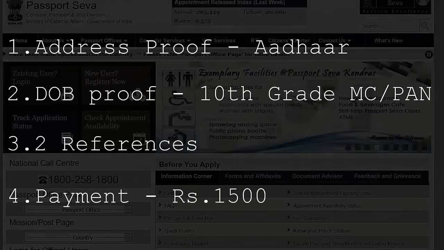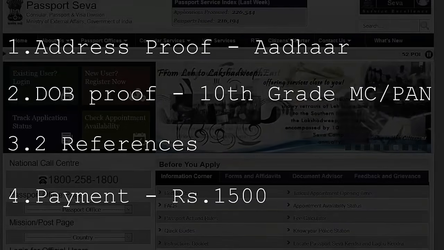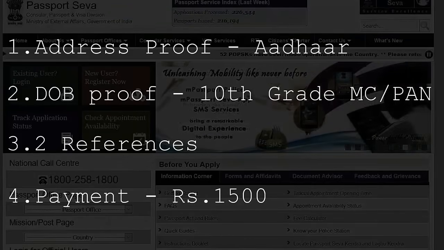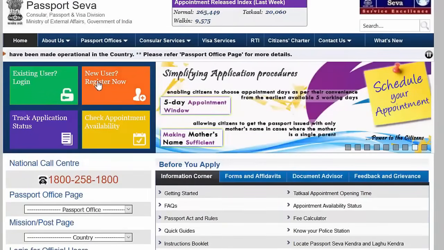And the fourth thing is payment option. For Passport Seva, you need to pay around 1,500 rupees, and for that you can go with DD, cheque, or even a card, online payment, net banking. I prefer debit card or credit card or even net banking, but do not go with DD and all. So keep all these things ready, and voila, you're ready to go. Let's go and register. I'm a new user, so let's register now.